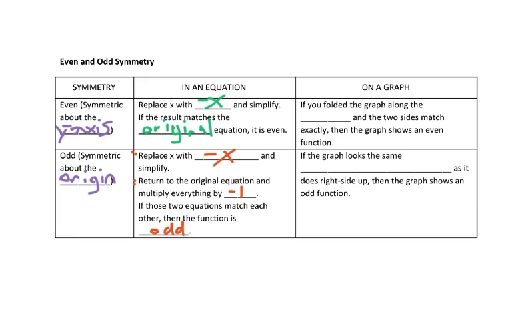Graphs are pretty quick to look at for even and odd. An even graph, if you fold it along the y-axis, then the two sides would match up perfectly. So think about just folding it in half along the y-axis, and the left and the right side should line up. If the graph looks the same upside down as right side up, then the graph is an odd function.